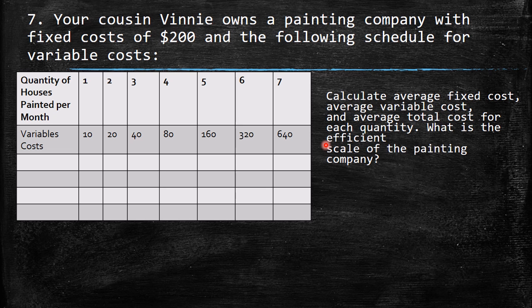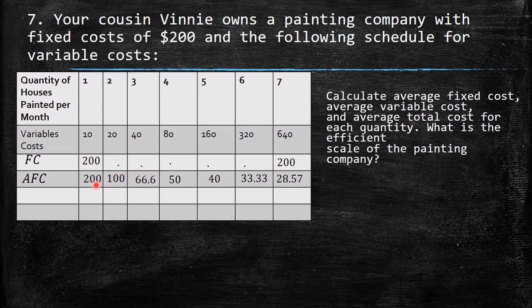So we're going to express first the fixed cost. The fixed cost is going to be 200. So naturally for each production it's going to be exactly the same, 200 in each square here. Then the average fixed cost. Remember, every time we have this word average, we need to divide by the quantities. So it's going to be 200 over 1, then 200 over 2, over 3, over 4, over 5, over 6, over 7.